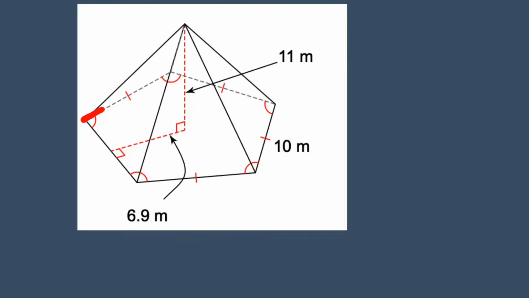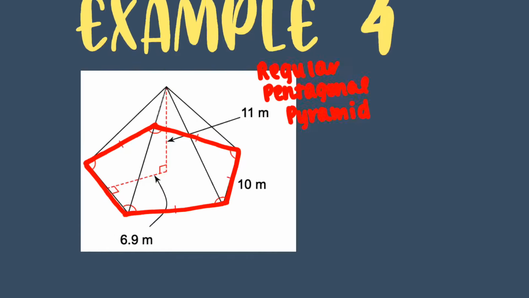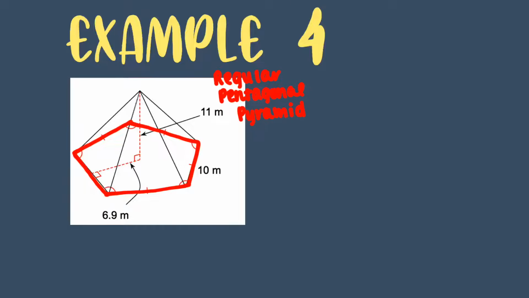Example 4, like always, we come down to our base first. I have 1, 2, 3, 4, 5 sides that are all the same length. So I know this is a regular pentagonal pyramid. And that regular is really important because remember, that means that all the sides are the same length. So our volume is still 1/3 the area of the base times the height.